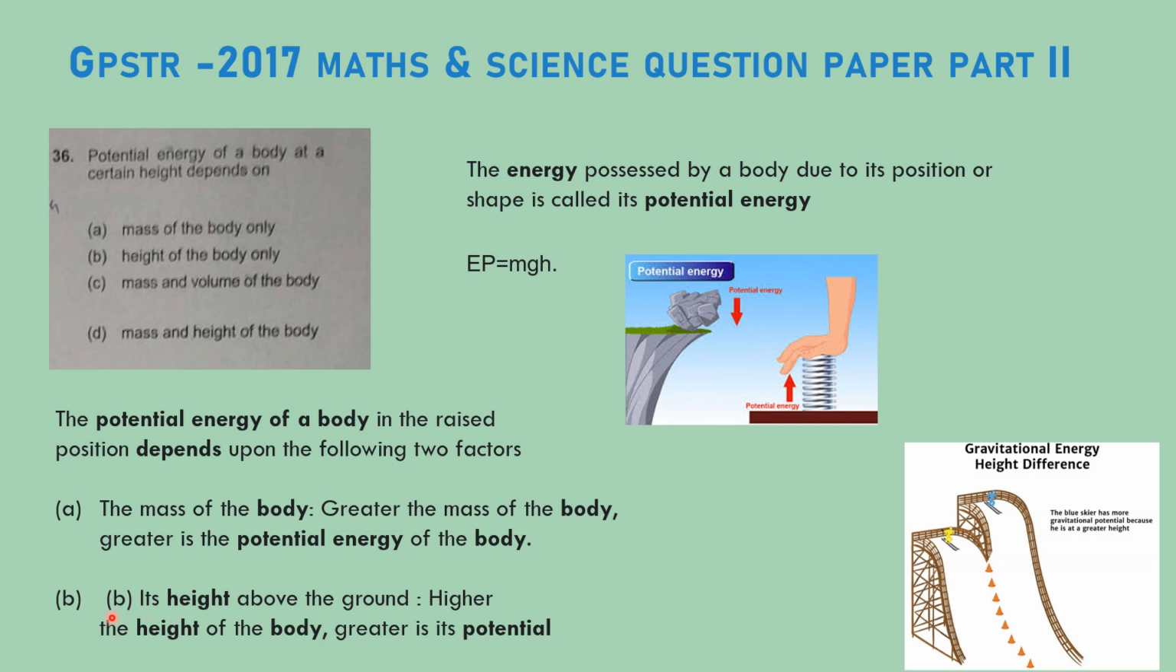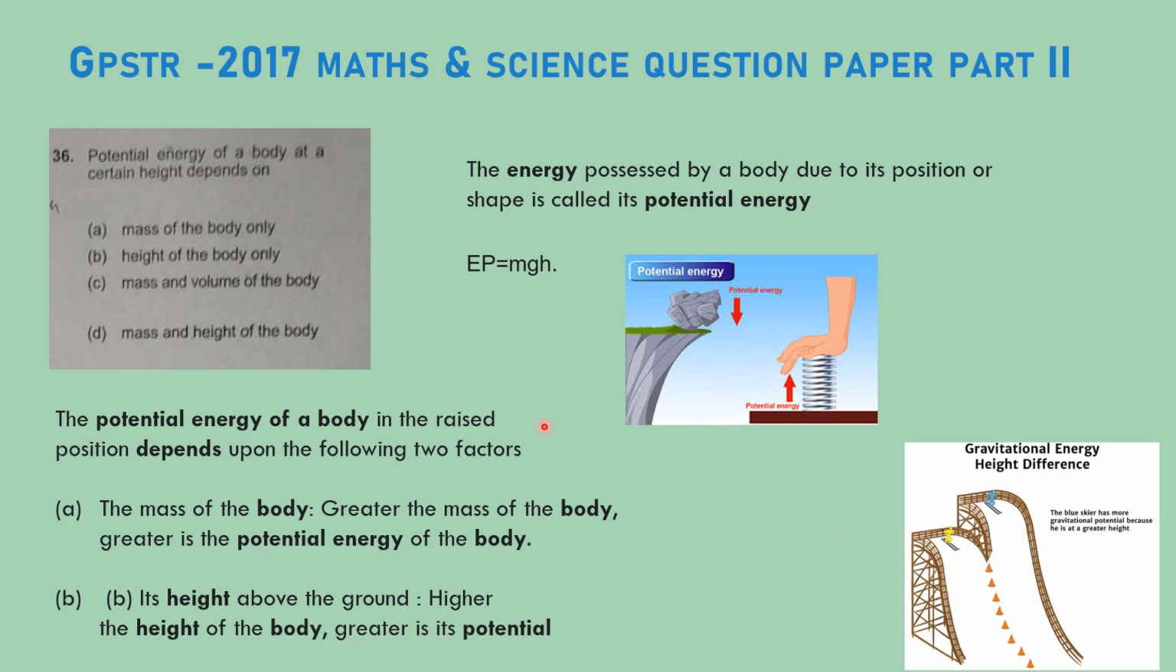The next one is its height above the ground. The higher the height of the body, the greater is the potential energy. Consider this example: the blue skier, compared to the yellow skier, is at a higher height, so he will possess more potential energy compared to this person.